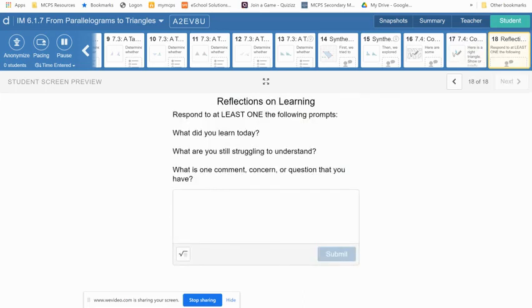Okay, next. Reflection. Respond to at least one of the following prompts. What did you learn today? What are you still struggling to understand? What is one comment, concern, or question that you still have? So this is your time to pick one of these. You could say, what did you learn? Tell me about it. Or you could tell me what you're still struggling with, or what's a comment or concern you have.